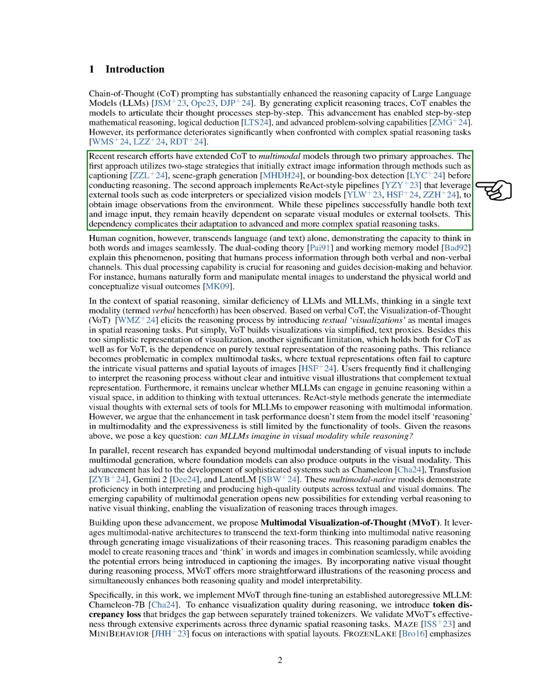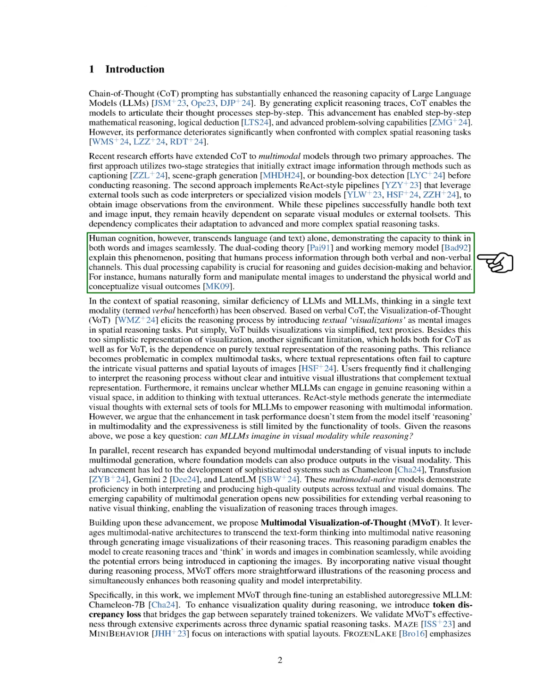Recent research has adapted COT for multimodal models using two main strategies. The first involves a two-stage process where image information is extracted through techniques like captioning or bounding box detection before reasoning occurs. The second approach uses React-style pipelines that incorporate external tools, such as code interpreters, to gather visual data. While these methods can handle both text and images, they rely heavily on separate visual components, making them less effective for advanced spatial reasoning tasks.